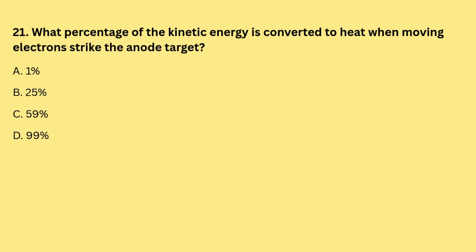21. What percentage of the kinetic energy is converted to heat when moving electrons strike the anode? A. 1%, B. 25%, C. 59%, D. 99%. Answer is D.